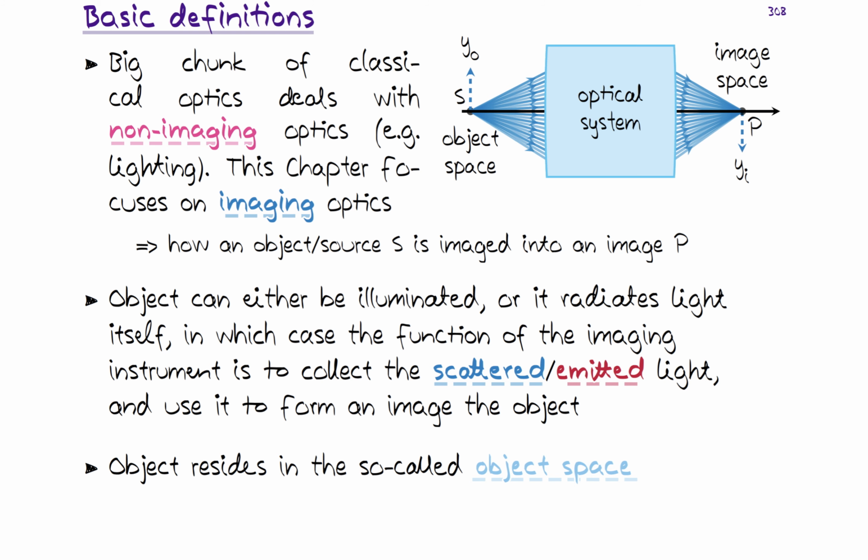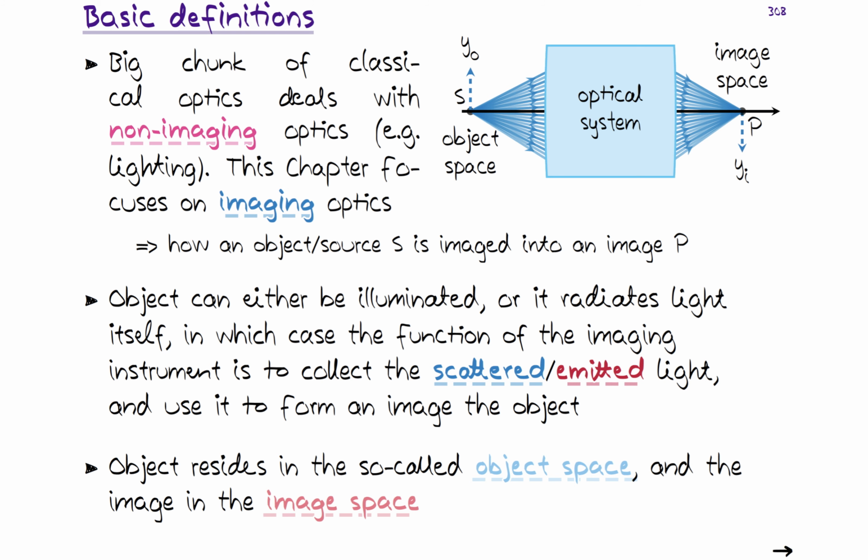And terminology-wise, when we have an object where we have a source point, that will be inside the object space, and many times in the drawings, that would be on the left-hand side of the lens, and then the image is being formed into the image space.